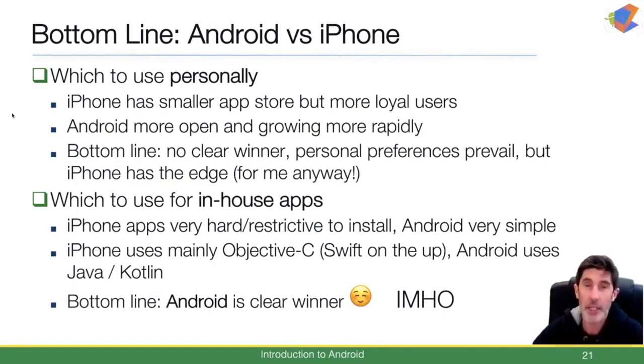Because I'm working with Macs and working with iPads and what have you. But which to use for in-house apps, very different story. iPhone apps are very restrictive to install, whereas Android is very, very simple. iPhone uses Objective-C, but again, Swift is on the up. And Android uses Java and Kotlin, and Kotlin is very similar to Java. So if you know Java, you're going to pick up Kotlin quite easily. So from that perspective, in my opinion, Android is definitely the clear winner.